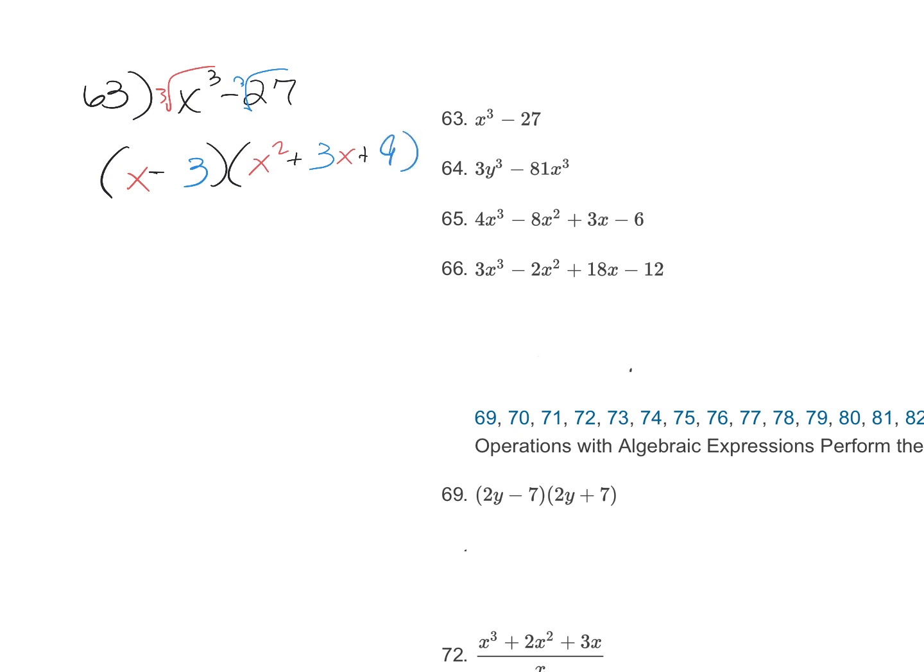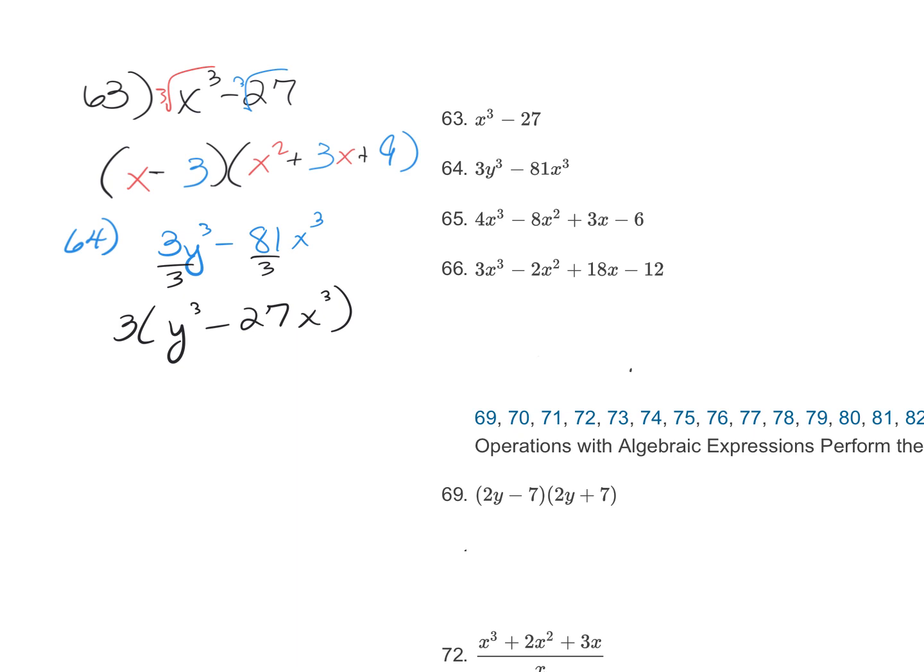For the next one, number 64, I'm going to go ahead and factor out a GCF first. So my original problem is 3y cubed minus 81x to the third. So I could factor out a GCF of 3. So I could show I'm dividing by 3. And then what's left is y to the third minus 27x cubed. This is the difference of two cubes, so I need to keep going.